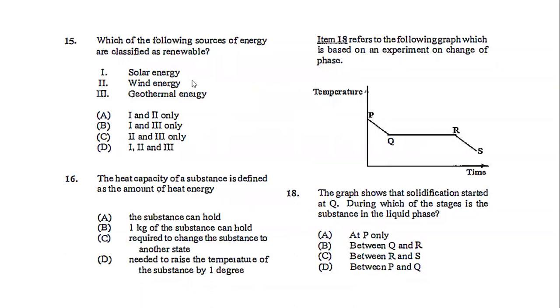It asks us here, which of the following sources of energy are classified as renewable? Renewable means that it is always going to be there. It's not going to finish, right? So the answer there is indeed D. I see most of you saying D. Some of you are not too sure about the geothermal, but the geothermal we are getting from the earth, right? So it is actually 1, 2, and 3.